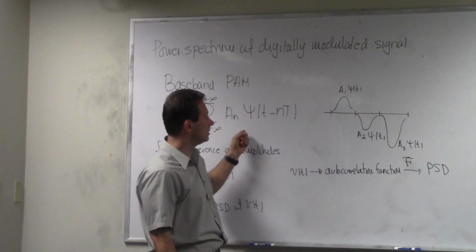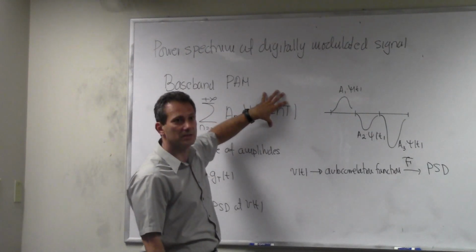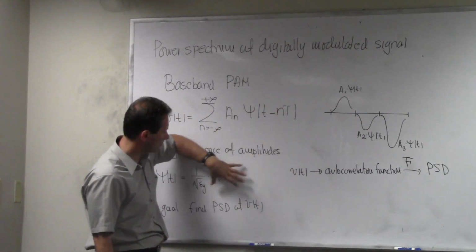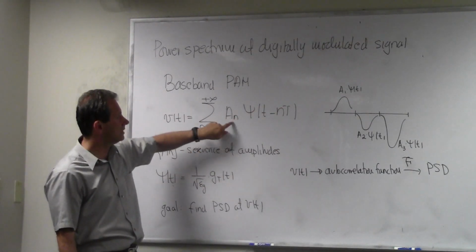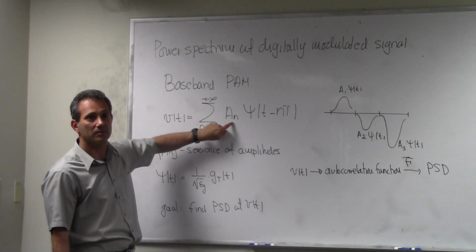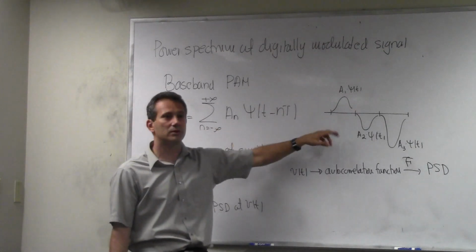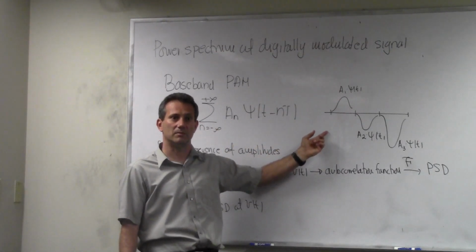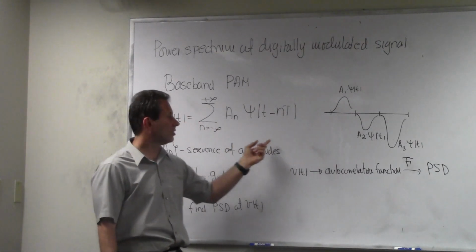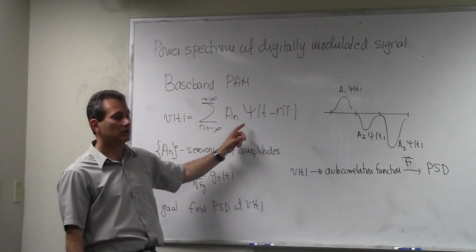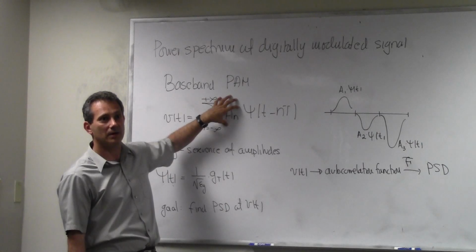The psi's are deterministic. I know what the Fourier transform of psi is, just the Fourier transform of this g_T(t). But these a_n are random. These are the levels that depend on the particular bit stream I'm feeding to my transmitter. So I have to treat this as a random process, because a is random, right?